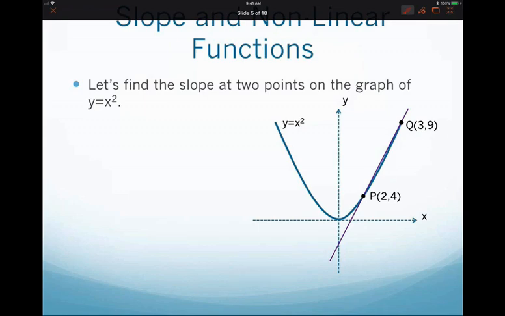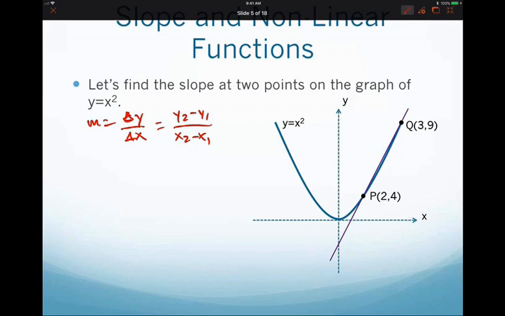Okay, I'm going to start off with a parabola, y equals x squared, just because it's nice and simple. So let's go back to the way we thought about this. That is, the slope, m, is equal to delta y over delta x, rise over run. And remember, this was y2 minus y1 over x2 minus x1.